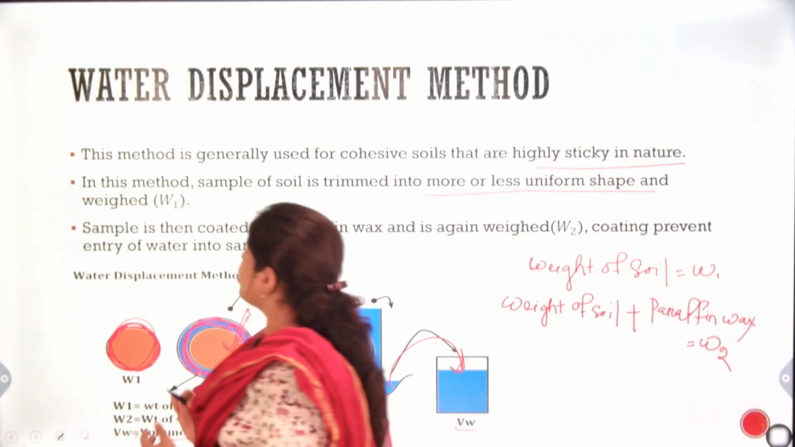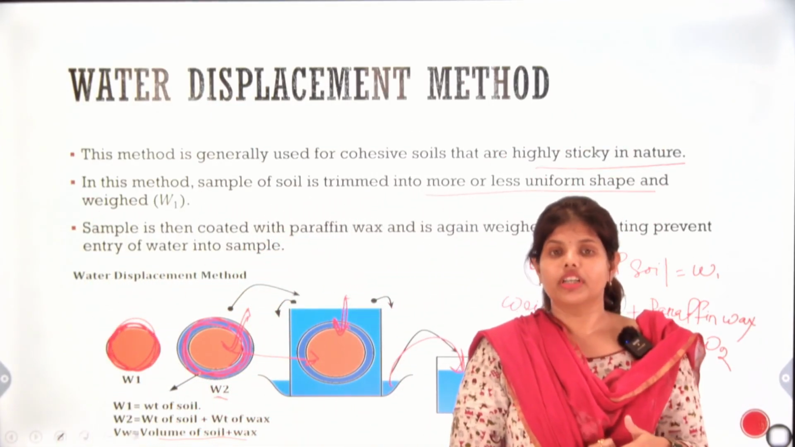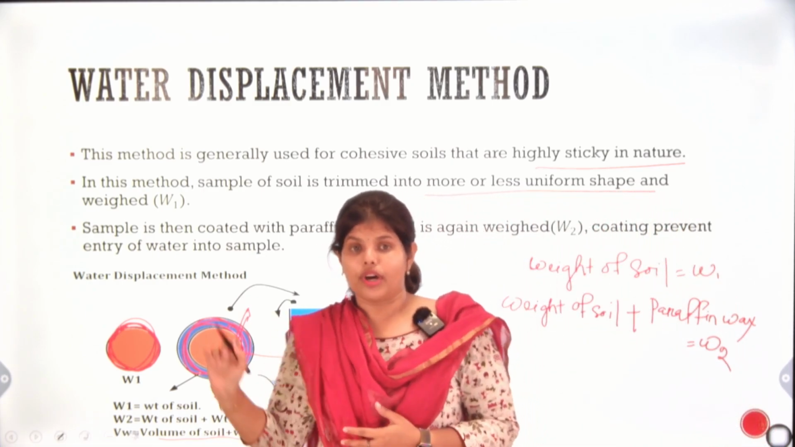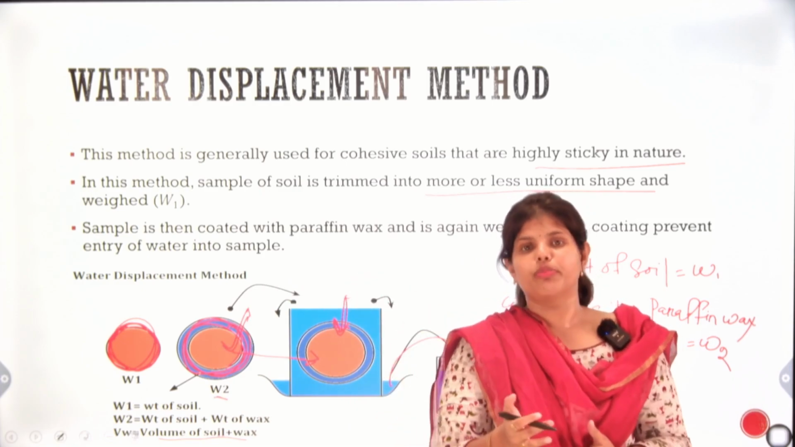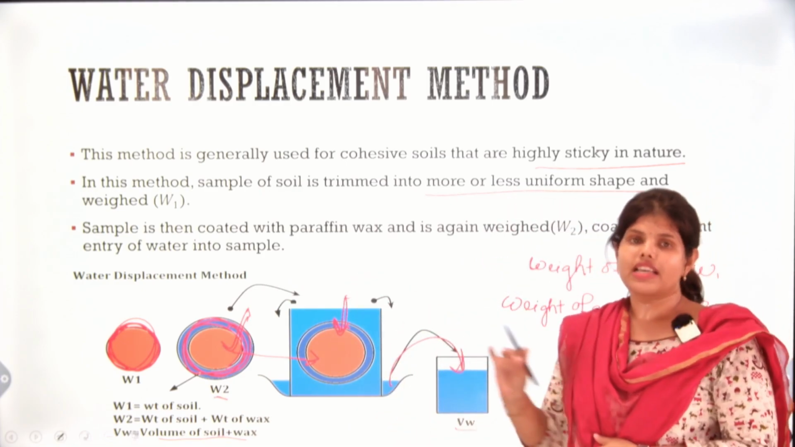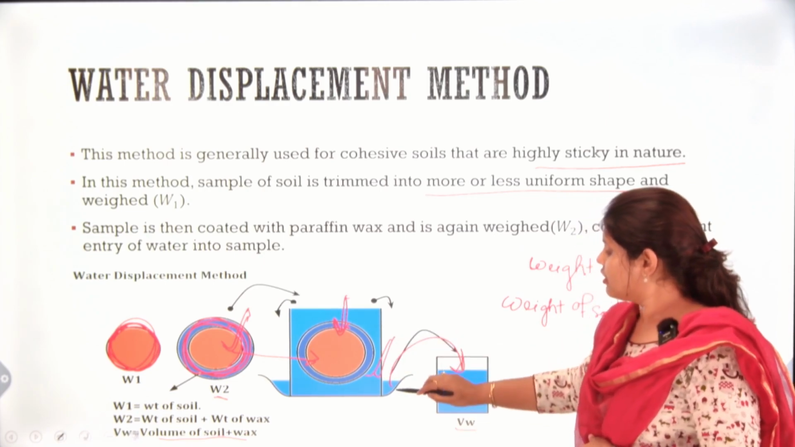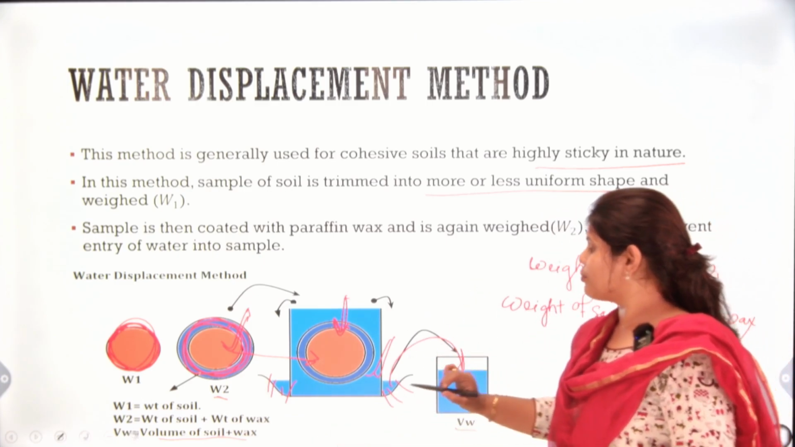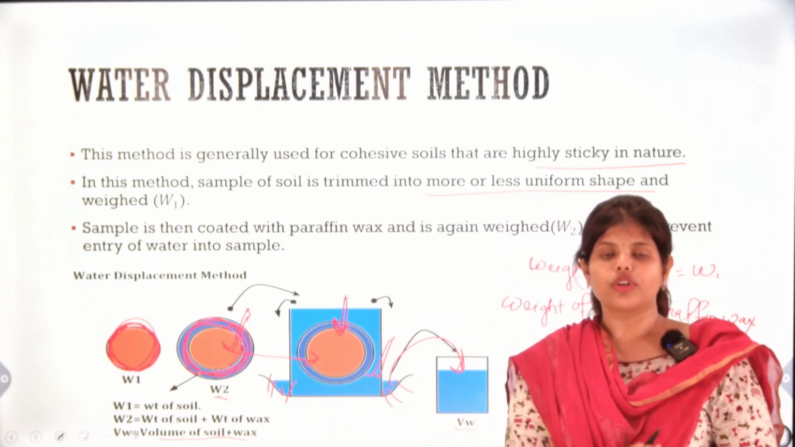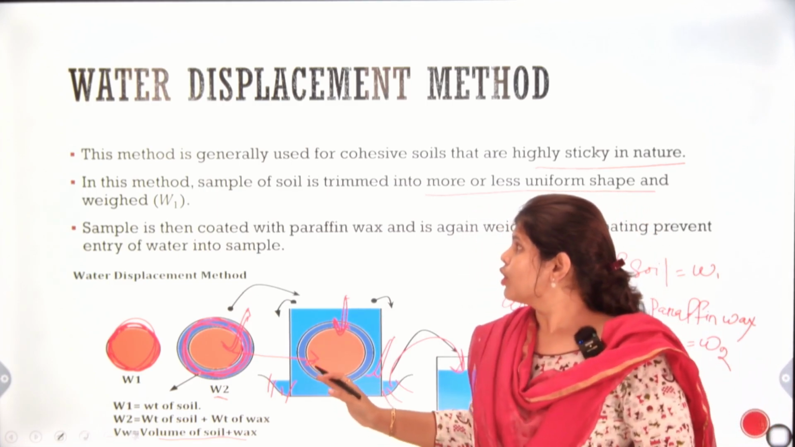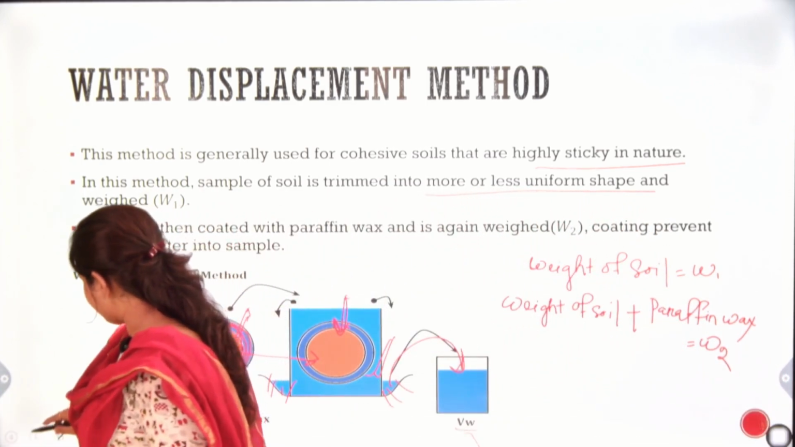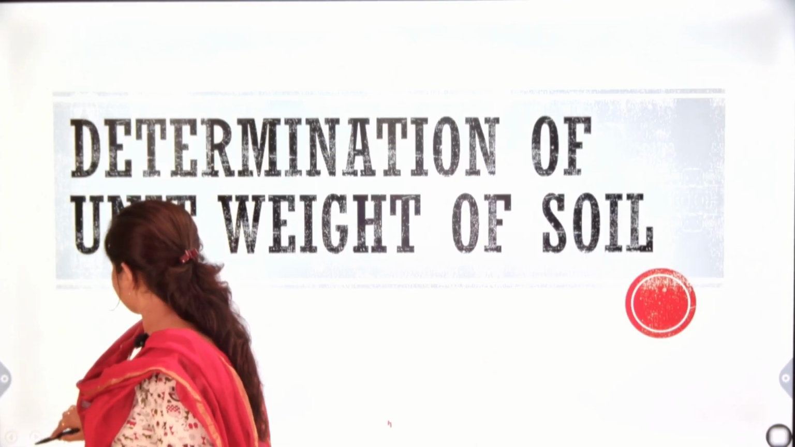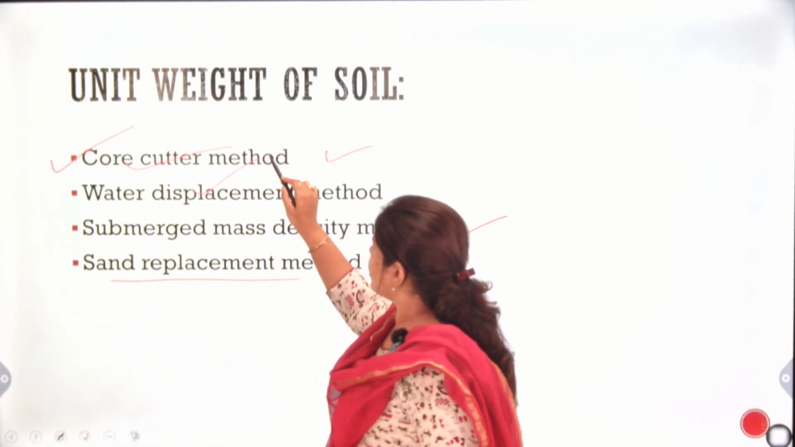Okay, here we have covered our core cutter method and water displacement method. The water displacement method is not a very pure method. There will be some errors, as there will be displacement of water and some losses. So this method is not perfect, but we can use it to calculate the unit weight of soil. In this class we have learned these two methods: the core cutter method and the water displacement method.